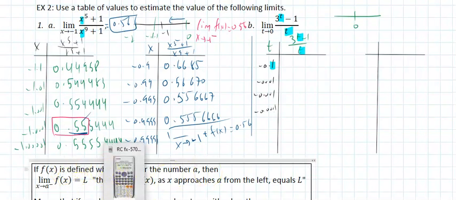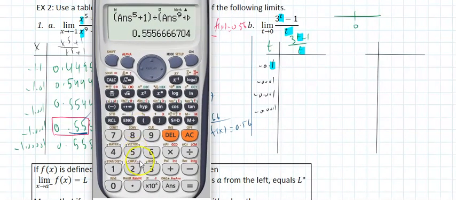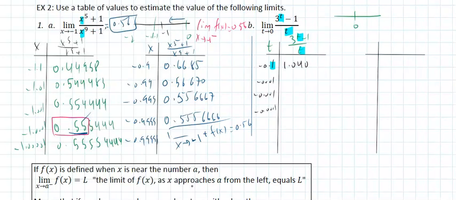Now I'm going to take negative 0.1. It's stored in my answer. Now I want to go in and input the new function, 3 raised to the answer minus 1. Notice we never use the actual value of 0, divided by my answer. 1.0404, 1.040415.